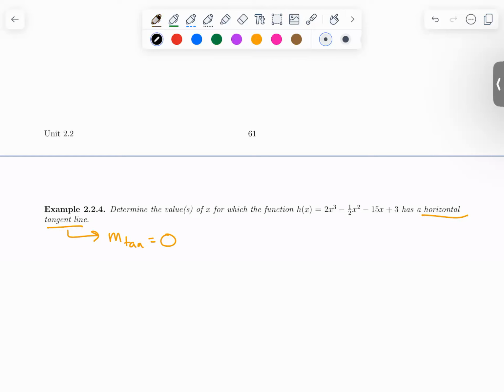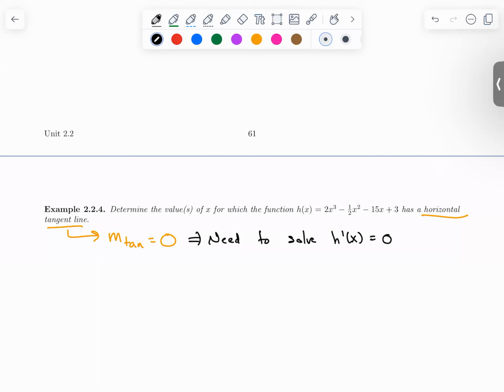So we need to solve h prime of x equaling 0. That's what we're going to do. What this question is asking us, without asking us, is to set the derivative equal to 0 to find where your derivative, your slope, your tangent line would have a slope of 0, i.e. a horizontal tangent line. There's that level of deduction that I love.